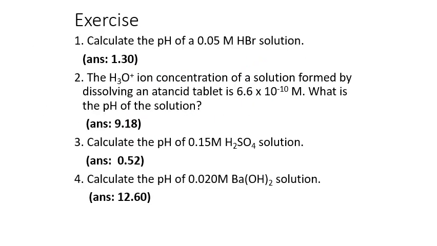Okay, these are the extra exercises for you. Before we start, just recall to check whether each one is a strong acid, strong base, weak acid, or weak base. HBr, strong acid. The H3O+, so we know this one is an acid. Calculate the pH for H2SO4, acid. Barium hydroxide is a base. Always remember we need to write down the ICF table.